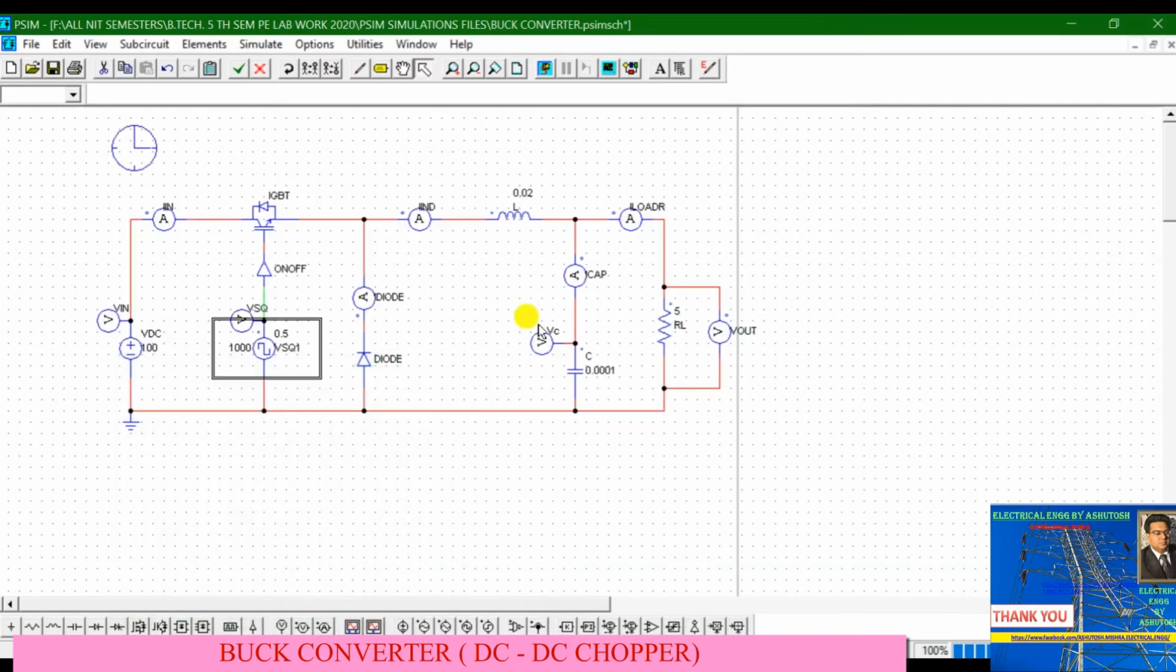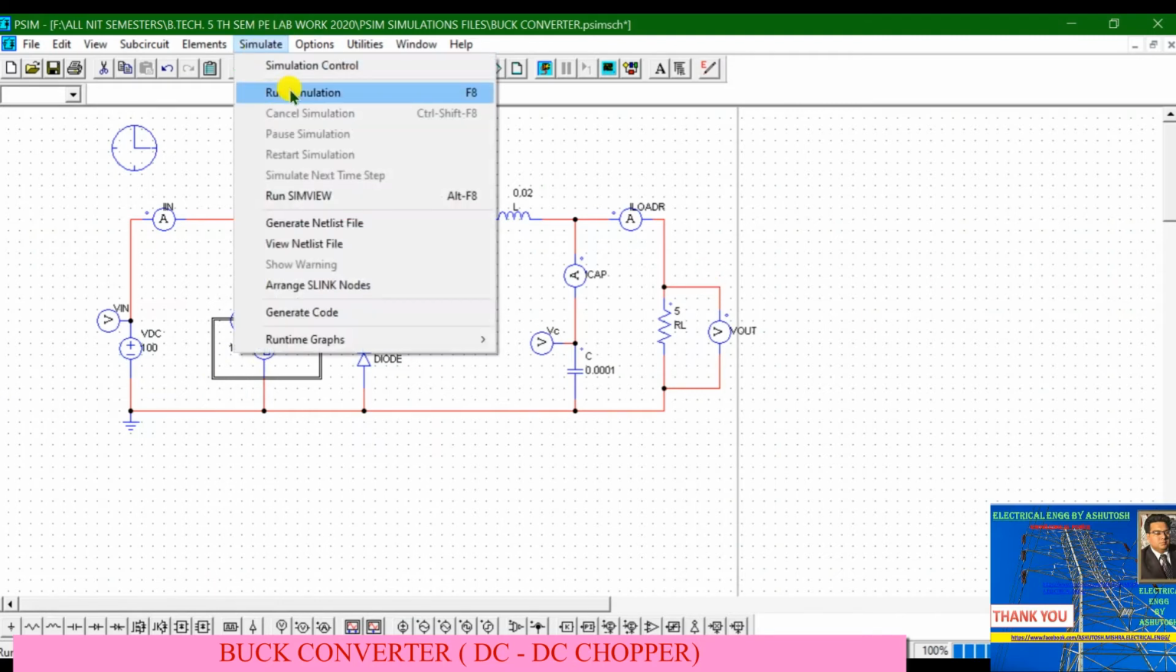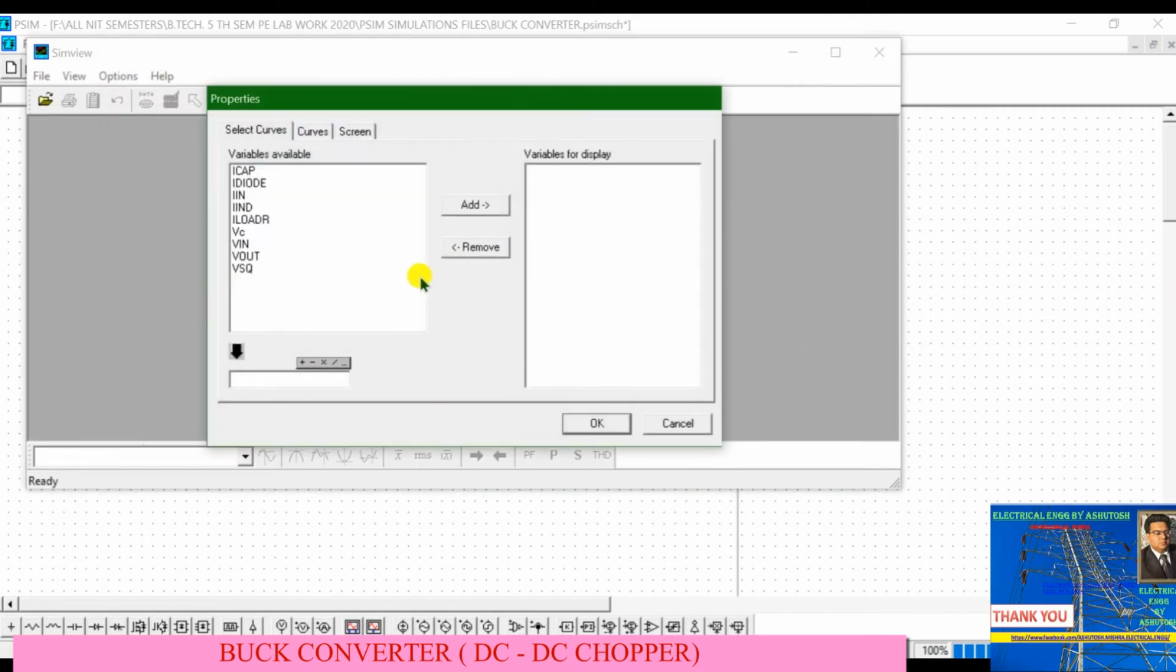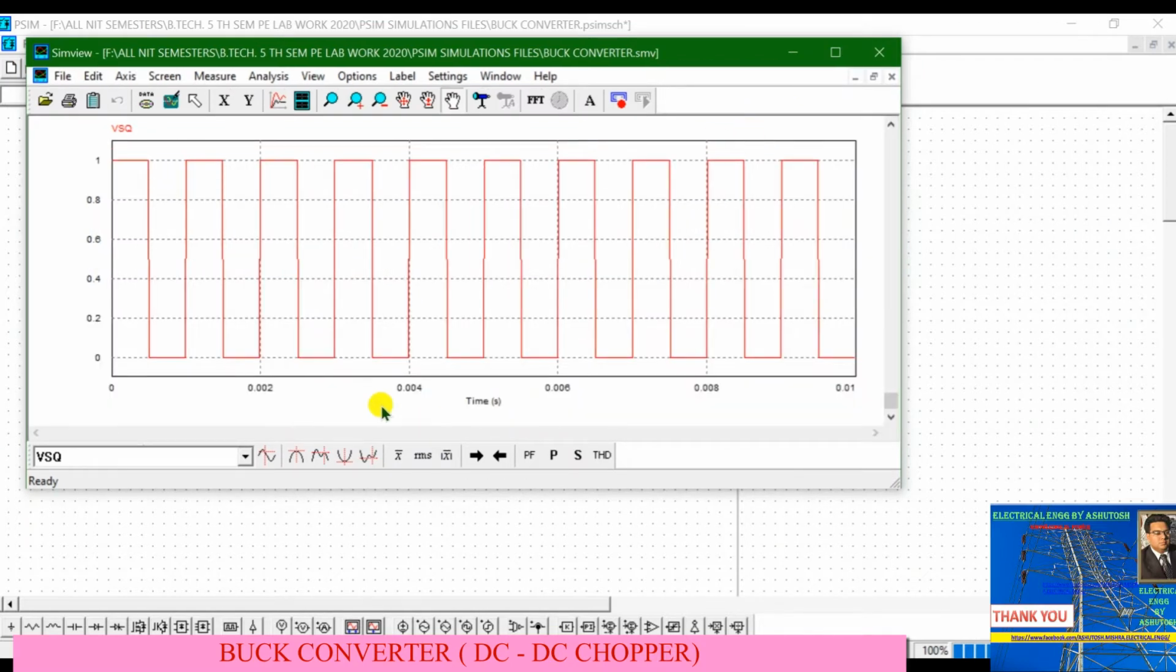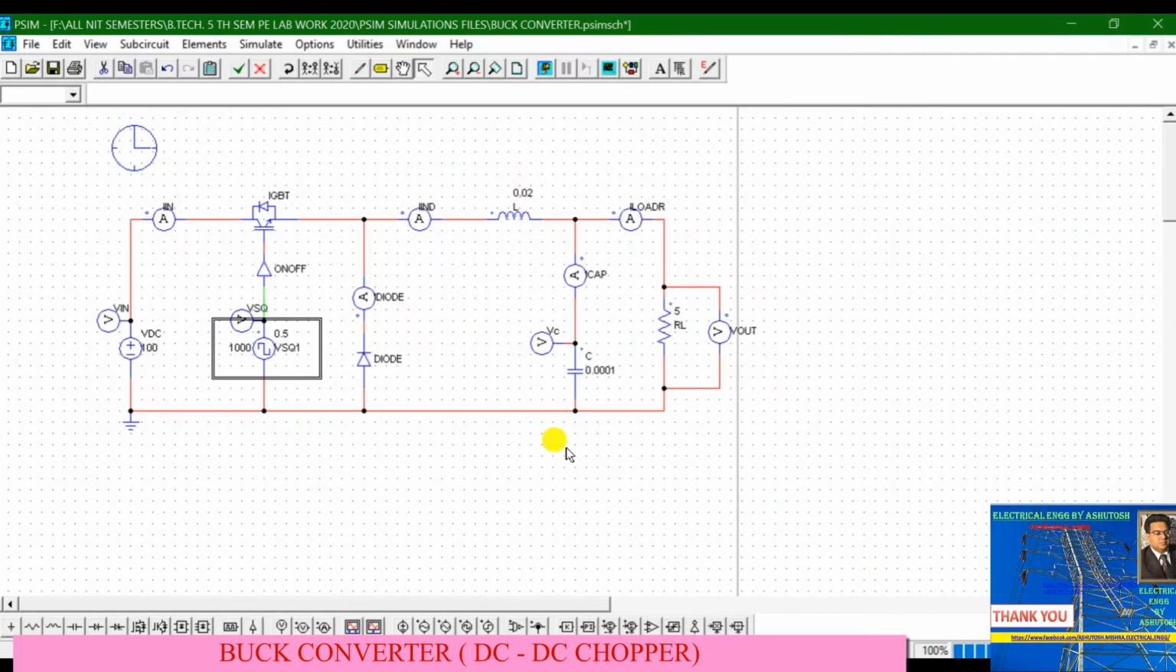So guys, the duty cycle is 0.5, and you can see the waveform of this square wave generator by directly going to run simulation, V square, and this will produce this kind of output. So this is basically a square wave generator operating at 1000 Hz frequency, and the duty cycle is 0.5. This is the waveform of that. This part is our main switch, the IGBT, and we have connected a voltage probe.